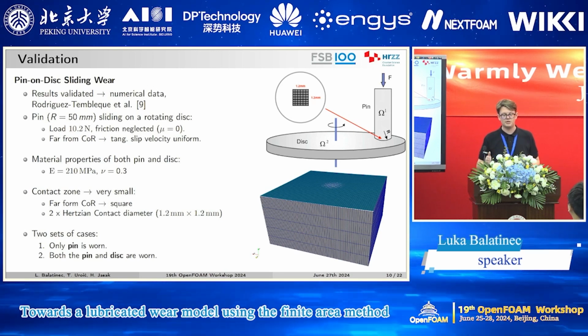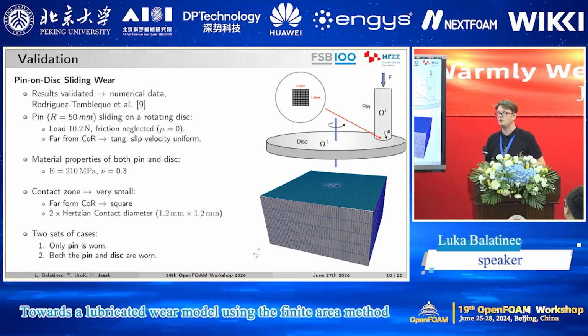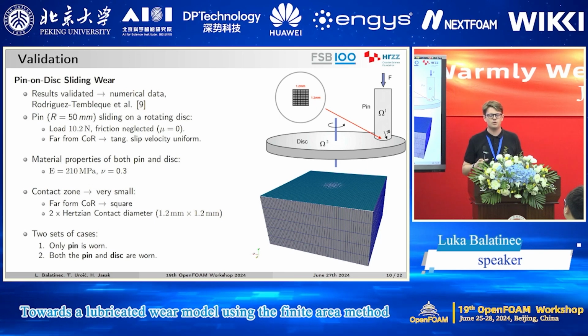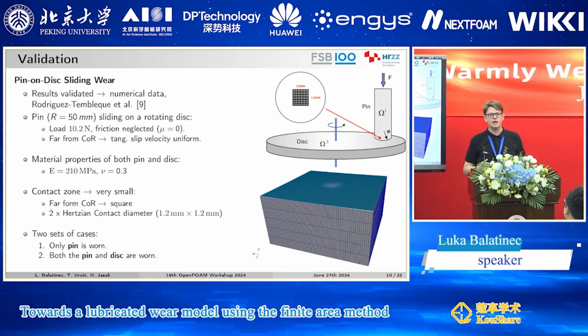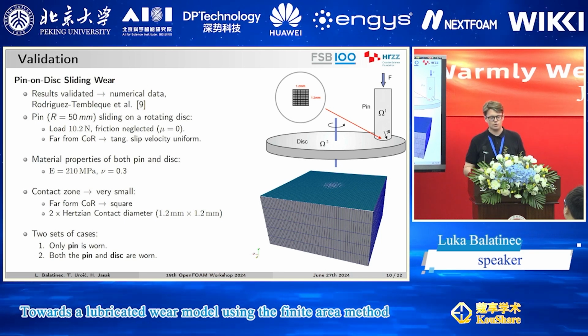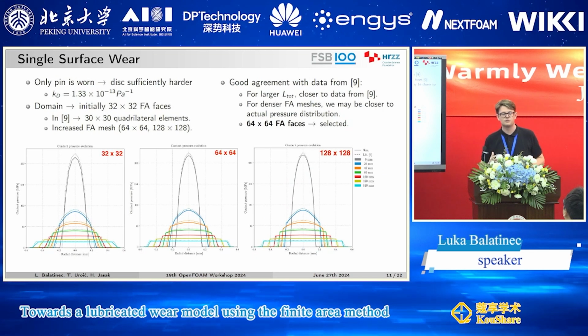First, when only the pin is worn, and the second pair of cases is when both the pin and the disk are worn. On your right-hand side, you can see a schematic showing the contact between the pin and the disk, and the other image shows the contact zone, the contact domain we are using. So let's move on to the results for single surface wear.